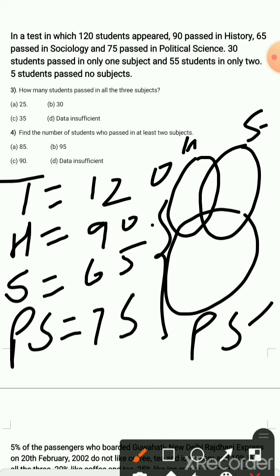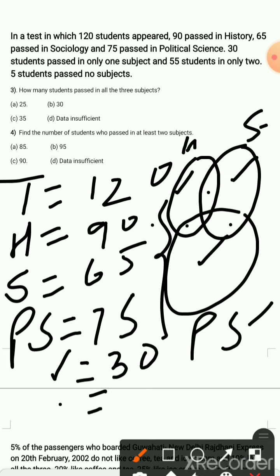30 students pass only one subject. That means this and this, so their sum is 30. 55 students pass in only two subjects. Which part is only 2 subjects? This part, this part, and this part are only 2 subjects, and this is given here as 55. And 5 students pass no subject. That means the outside of this area is 5. Okay, so this is 5.